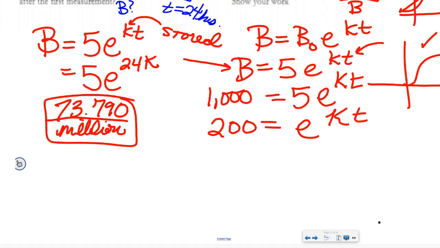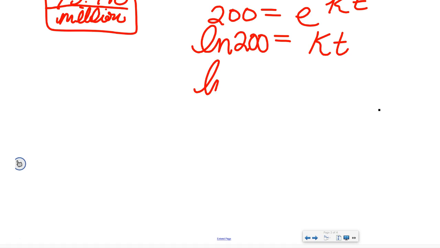Again, I'm not writing 0.11, whatever k was. I'm not going to write it. That's what it provides you when you store. Now I'll natural log both sides. Natural logging e to the kt is just going to give me kt. So for my time that it'll take to grow to 1,000 million, aka a billion, is the natural log of 200 over k, which I have stored.